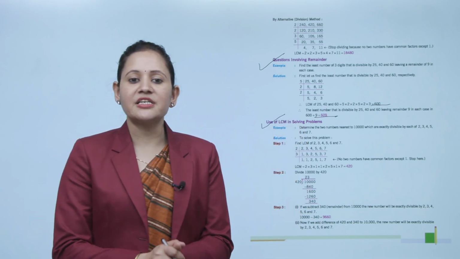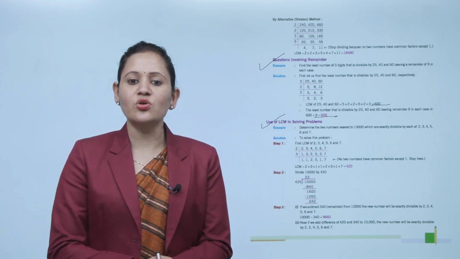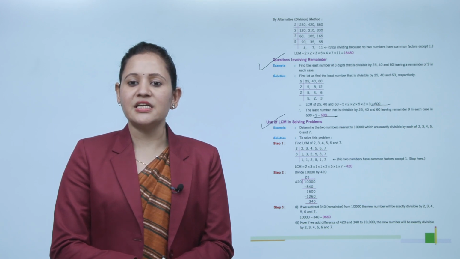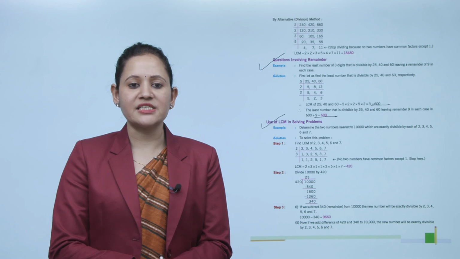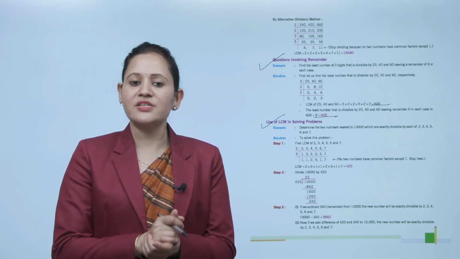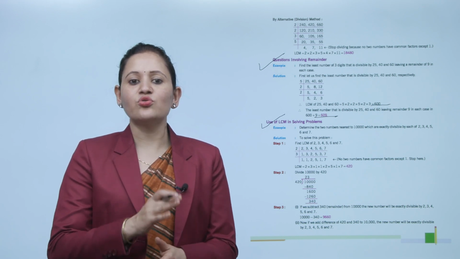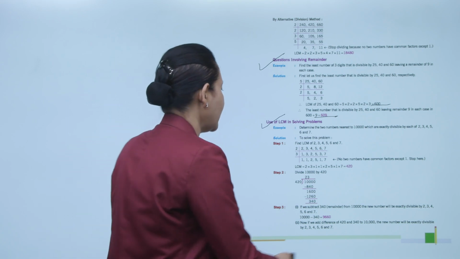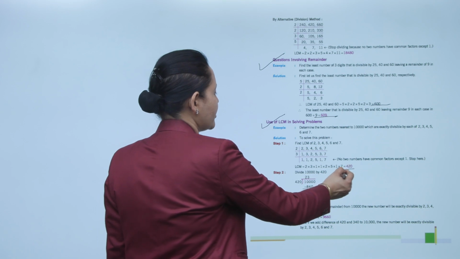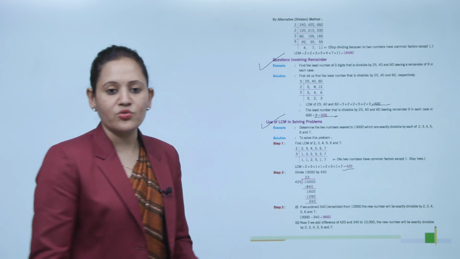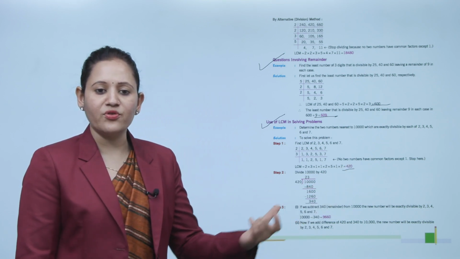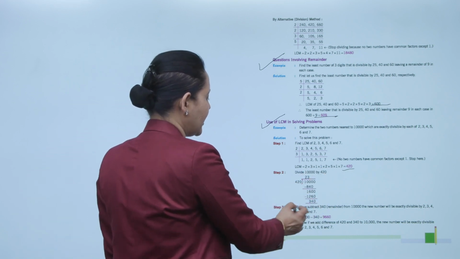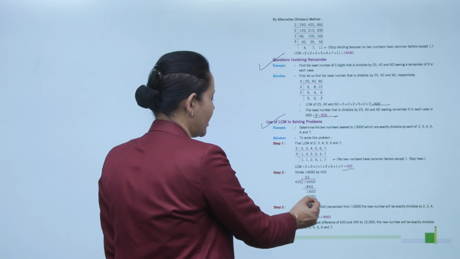Next, use of LCM in solving problems. We'll take an example: determine the two numbers nearest to 10,000 which are exactly divisible by each of 2, 3, 4, 5, 6, 7. To solve the problem, first we'll find the LCM of 2, 3, 4, 5, 6, 7. So the LCM is 420. Now what we'll do? We'll divide 10,000 by 420. So we divide, and the last remainder will be 340.